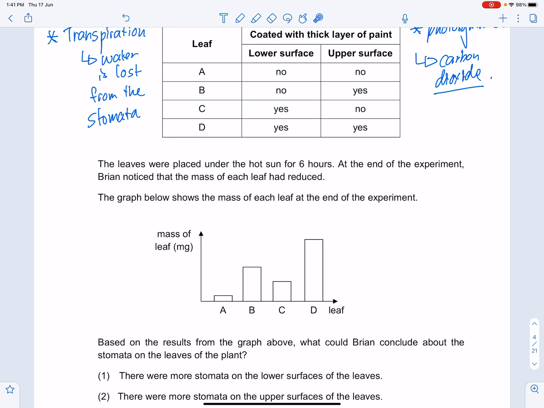Okay, my apologies. Sorry, not more stomata on the underside, or rather more stomata, okay, on the upper side. Yes. Okay, there were more stomata on the upper side.